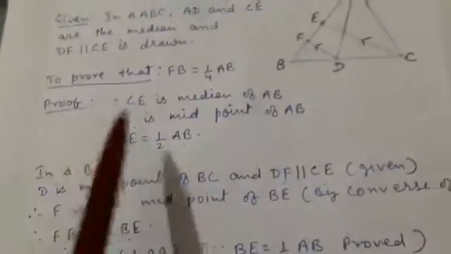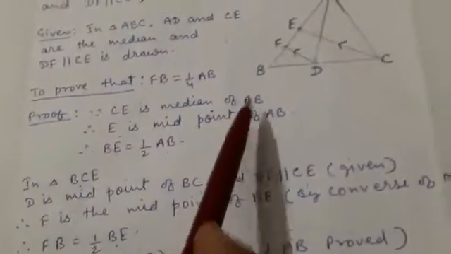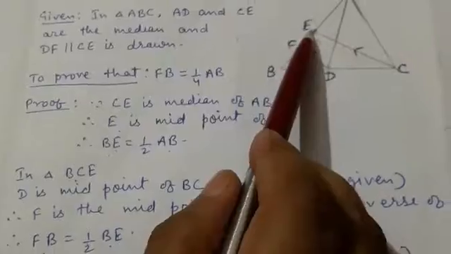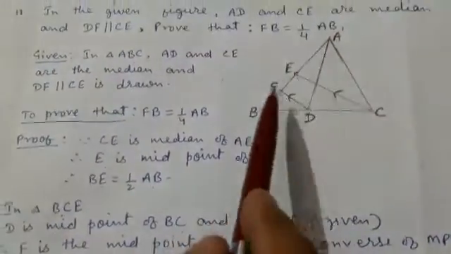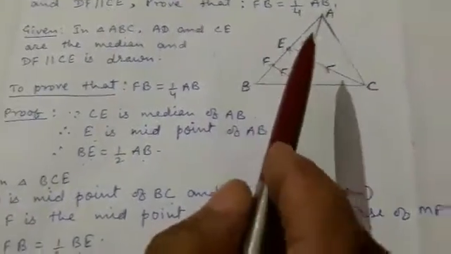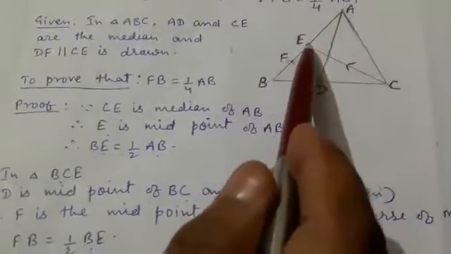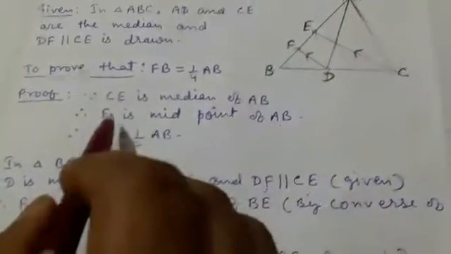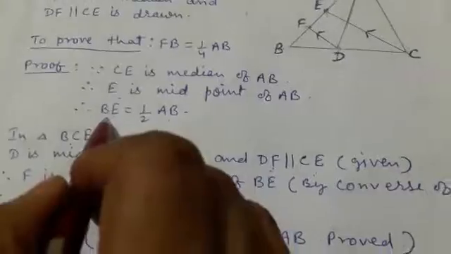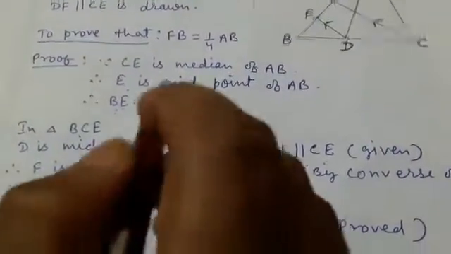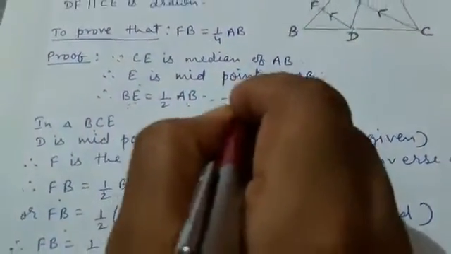Now proof. CE is the median of AB. Since CE is the median of AB, therefore E will be the midpoint of AB. So BE is equal to half of AB. This is our first equation.